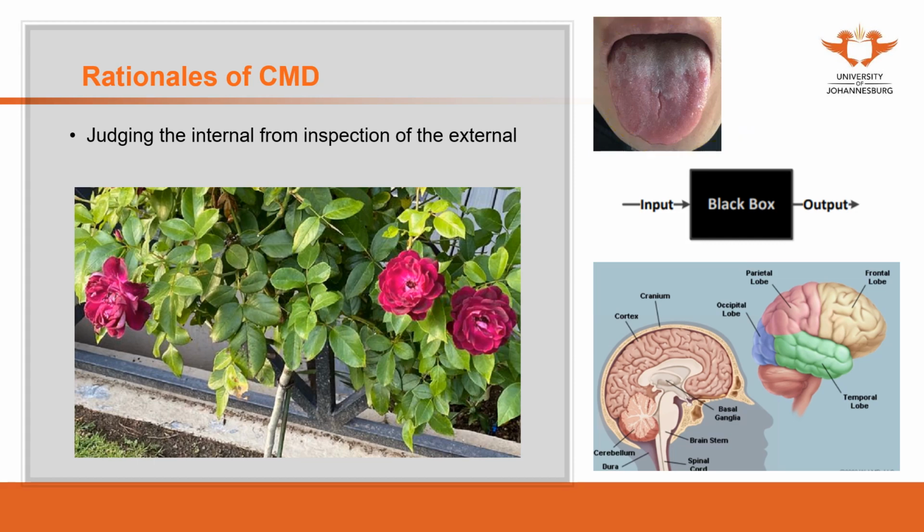So that's how we use the four diagnostic methods. And judging the internal from the external, this is very similar to the environment. As you can see the roses here, is this rose healthy? When we see the rose, is it healthy or not? We don't actually cut the leaves and send them to the lab. We don't actually cut some stem and send it to the lab. We see from the leaves.